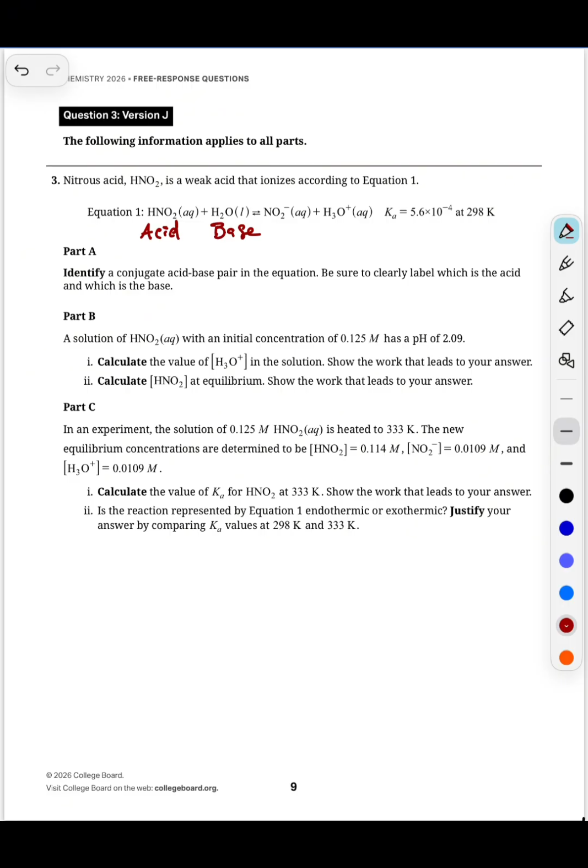So then the respective pairs are going to be, for the HNO2, its pair is going to be the NO2 minus, which is the conjugate base, and then for our H2O, which is going to be a base, its conjugate pair is going to be the H3O plus, which is going to act as a conjugate acid.